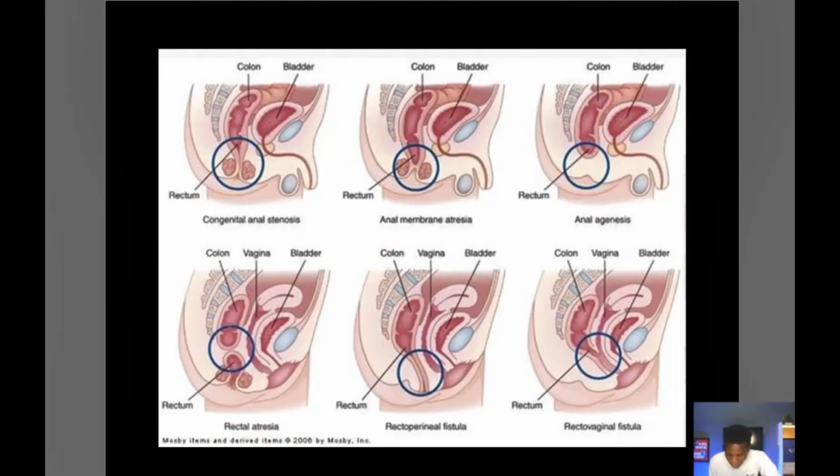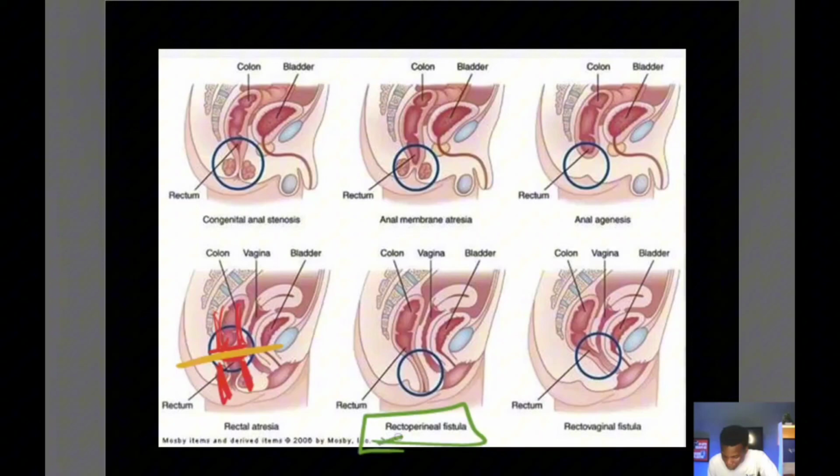You already know what atresia is by now. Atresia means a complete occlusion, so it ends in a blind sac. There is one right here, and then the sac is continued. There is a complete occlusion in the area. That's atresia. And then see another condition right here, recto-perineal fistula.